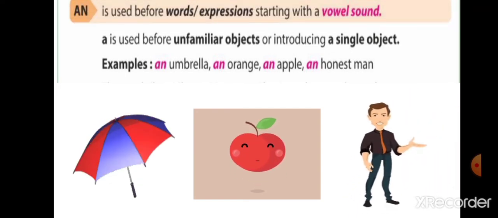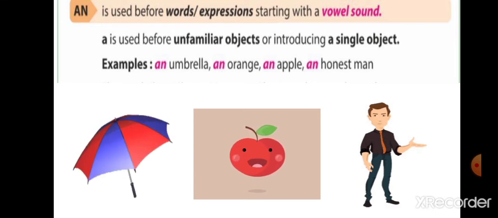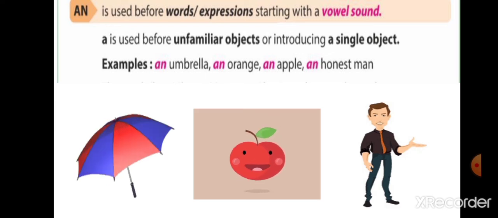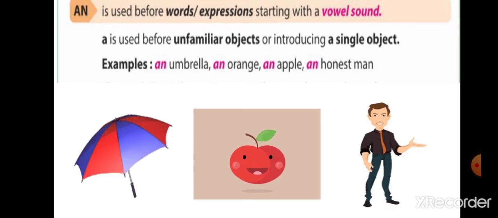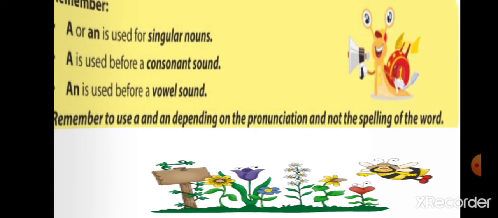Okay, so here kids, see, honest man. Here we are writing H-O-N-E-S-T, but we are not pronouncing the H. We are pronouncing it as onest, starting with the O sound. So it will be An before honest man, because the H is silent. So we are using An before the word honest.